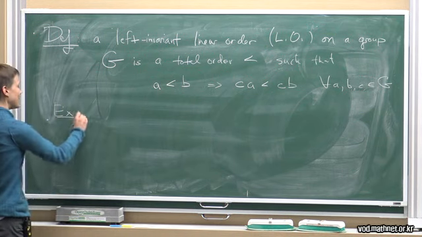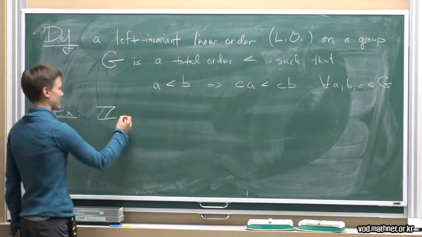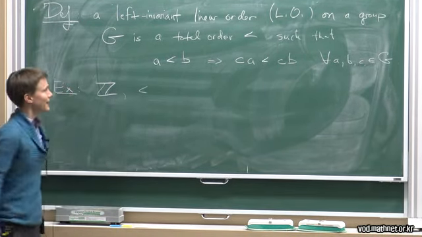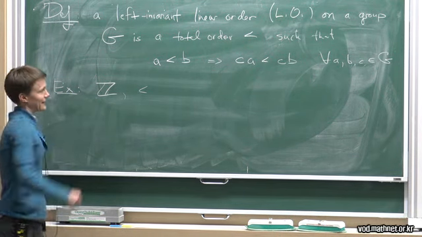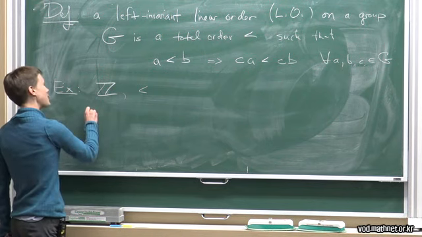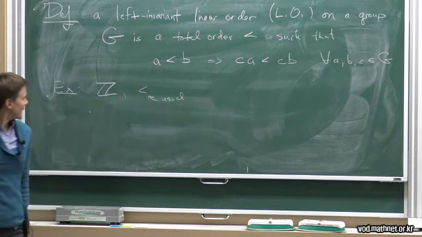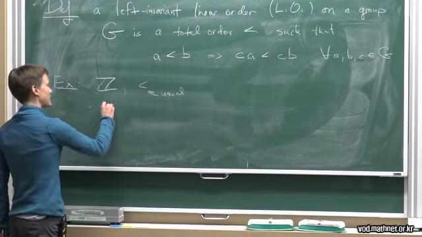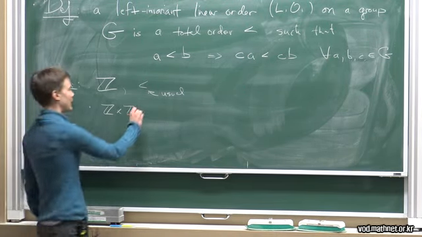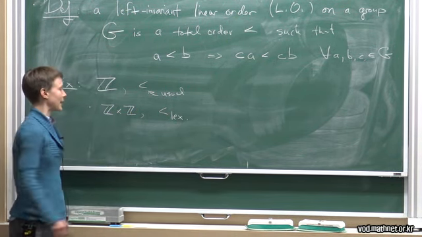What are some examples? Here's an easy example. You could take the integers as an additive group with the usual order. We all learned in, I don't know, kindergarten, or maybe a little after kindergarten, that this is how adding numbers works. More interesting than this, you could take pairs of integers, again as the additive group, and you could take the lexicographic order where you compare the first coordinate first and then the second.